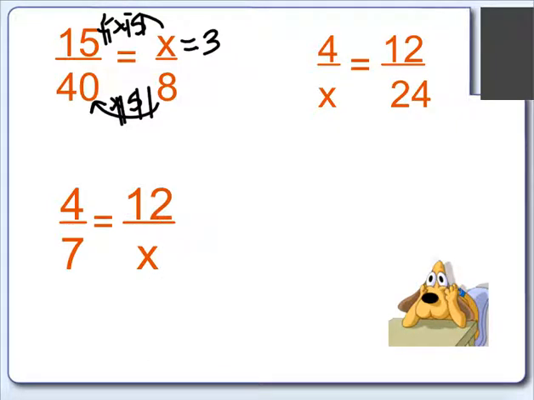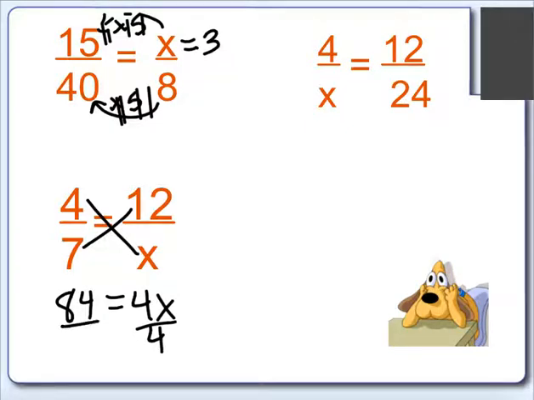Now, there's other ways too. We could do something like, in the second one, we could also see 4 times 3 is 12, so 7 times 3 is 21. Or we could use something like cross multiplication and see that, okay, 84 is equal to 4x. We divide by 4 and see that x is 21.